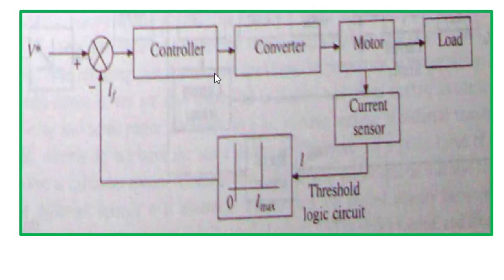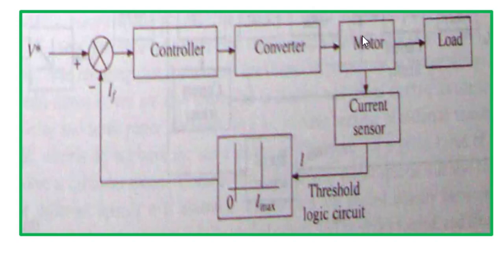This controller may be a proportional controller, PI controller or PID controller, and the output of the controller is fed to the converter switches in such a way to obtain the desired output or to limit the current flowing through the motor winding. Generally, it has been seen that at the time of starting, the motor draws more current, and that current may be more than the rated current of the motor winding.